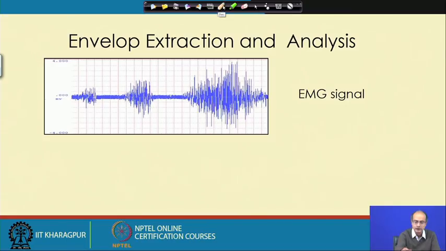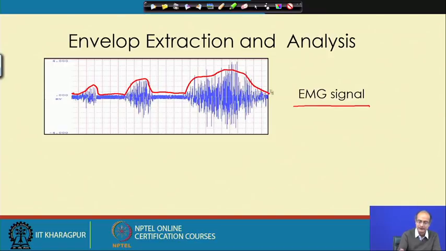Next we look at the envelope extraction. Here we have taken an EMG signal. In case of an EMG signal, we know that whenever we exert some force through the muscle, the muscles are excited and that gives rise to some signal, and we get a noise-like pattern. One measure of the exertion, of how much we are exerting, could be given by the envelope of the signal. That could give us a measure of how much effort we have given.